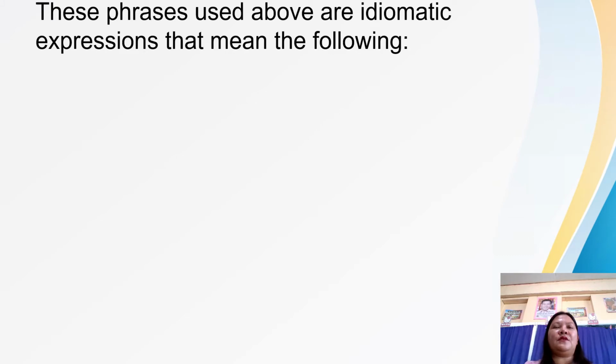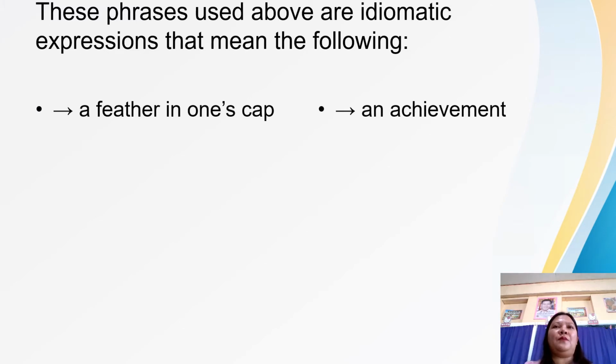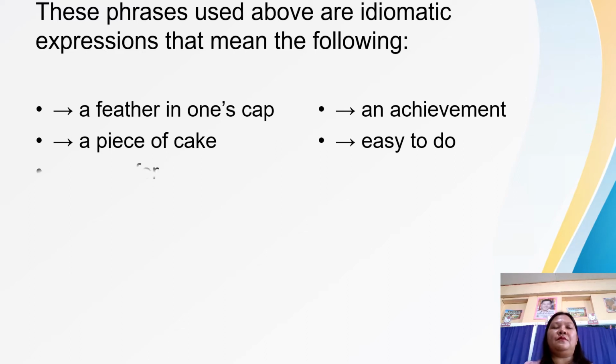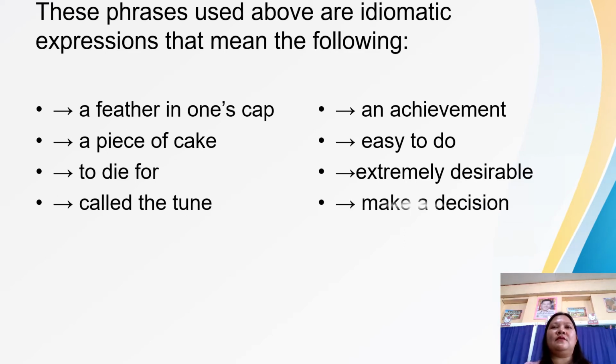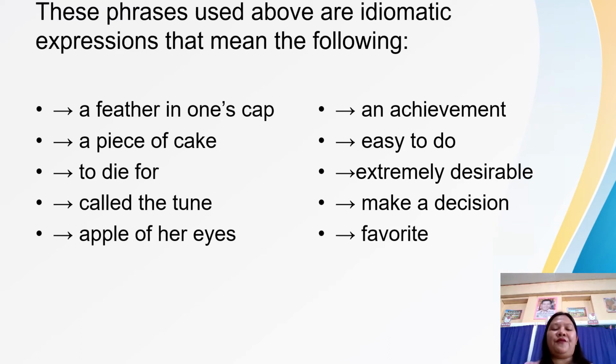These phrases used above are idiomatic expressions that mean the following. A feather in one's cap means an achievement. A piece of cake means easy to do. To die for means extremely desirable. Call the tune means make a decision. Apple of her eyes means favorite.